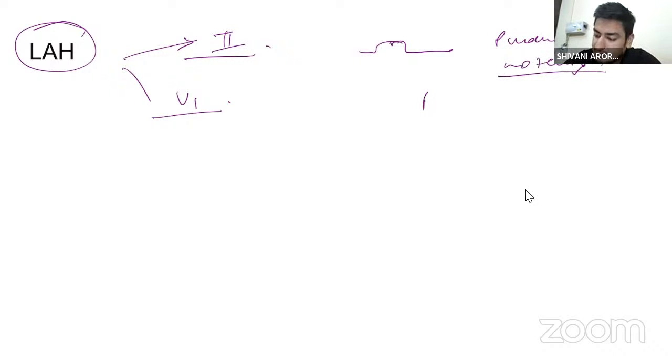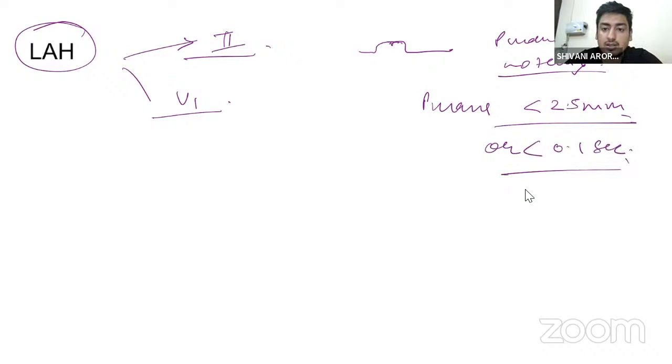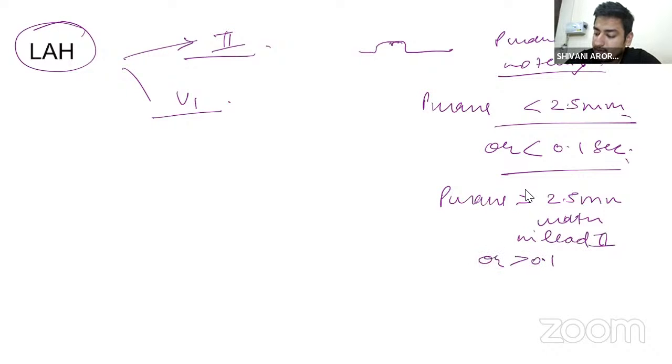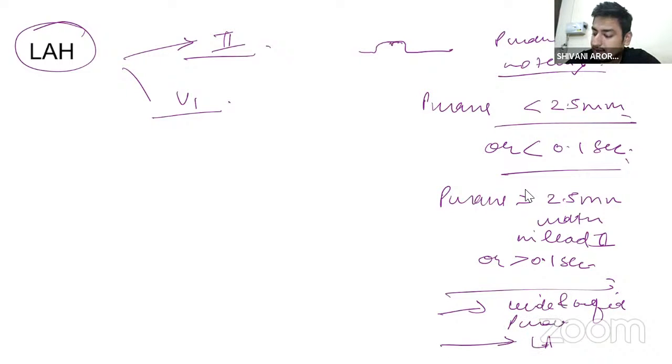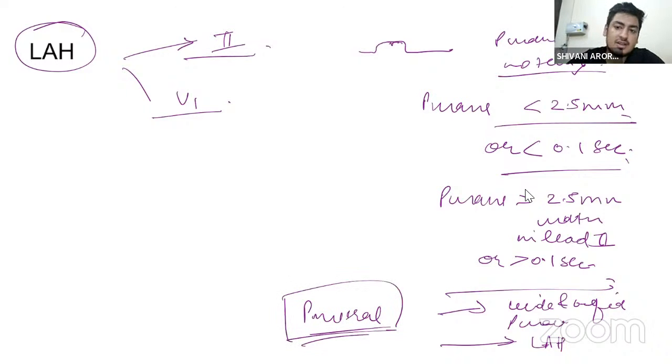The normal duration of the P wave is less than 2.5 mm or less than 0.1 seconds. If the P wave is more than 2.5 mm wide in lead 2, or the duration is more than 0.1 second, then it is called a wide and bifid P wave, which is there because of left atrial hypertrophy or left atrial enlargement, also known as P mitrale. This part we have discussed in our last session too.